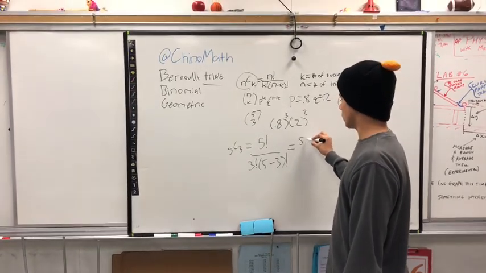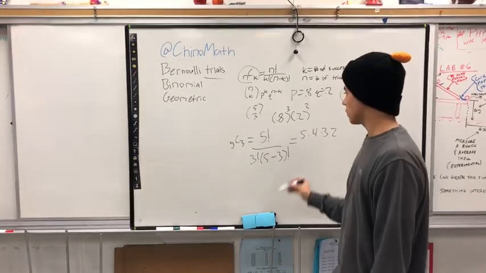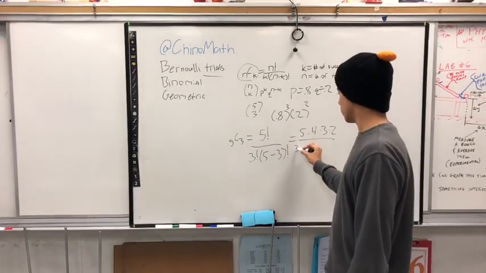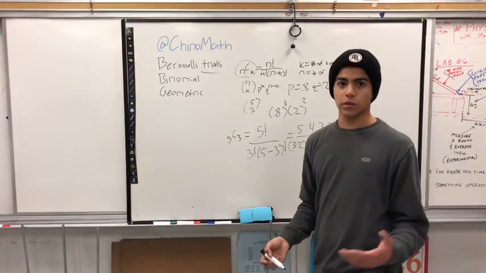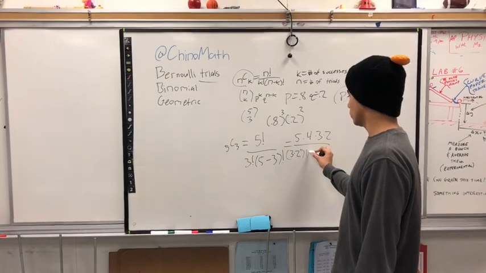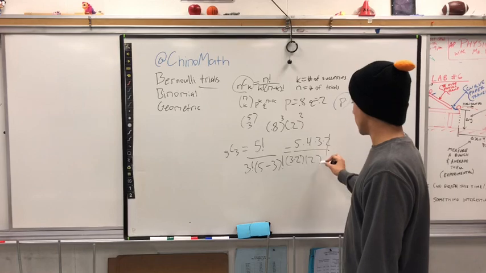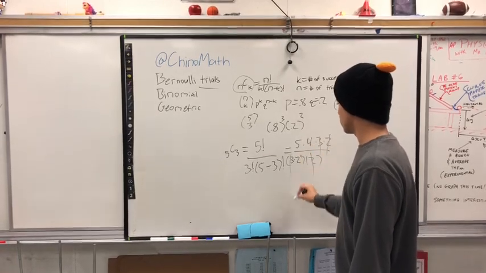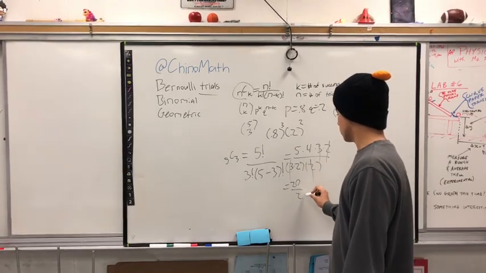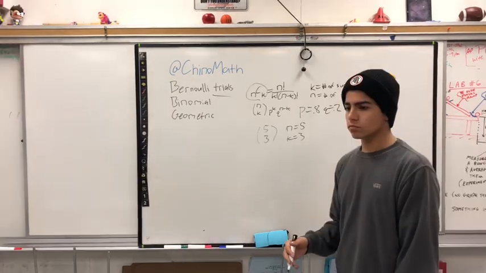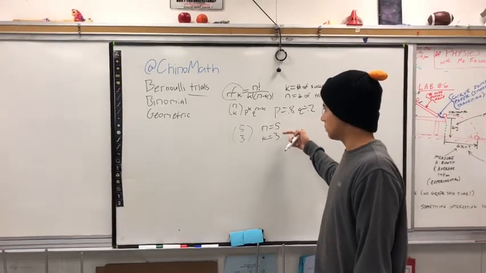5 factorial is really 5 times 4 times 3 times 2. I want to leave out the 1. Over 3 factorial, 3 times 2, times 5 minus 3, which hopefully we all know is 2. 2 factorial is just 2 times 1, or just 2. Now you can see I can take this 2 here, cancel that 2, cancel that 3. 5 times 4 is 20, over 2 is 10. So in this case, we are looking for the probability of having 3 successes within 5 trials.